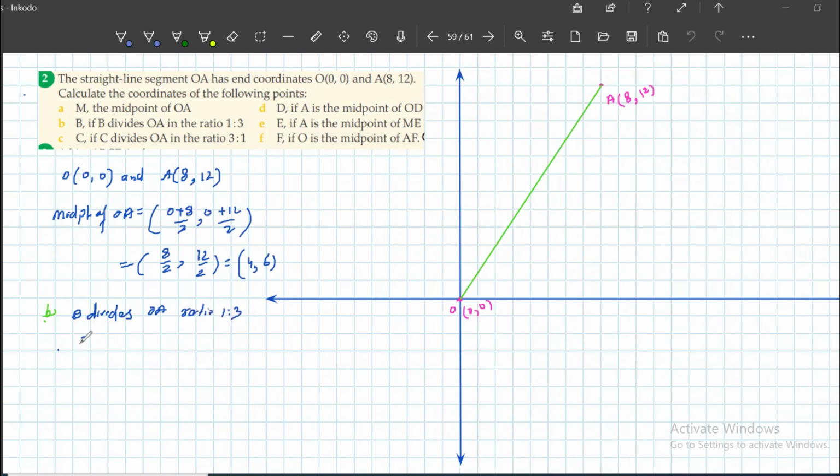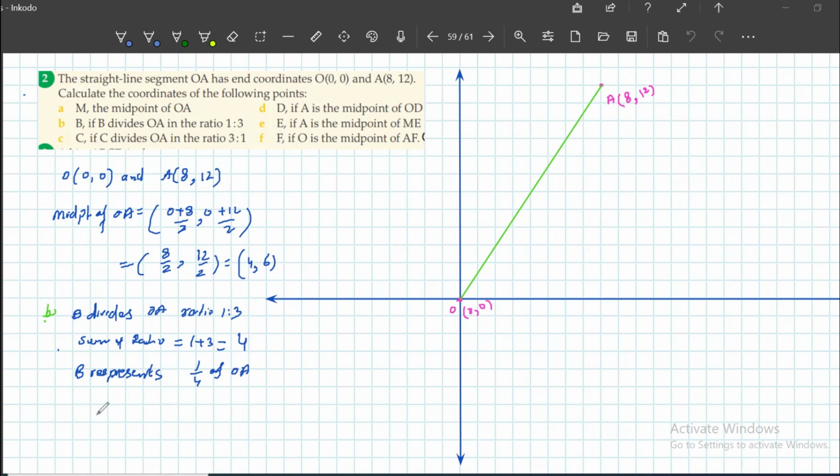And if you check the sum of ratio is equal to 1 plus 3, means there are total 4 parts, and out of 4 parts, 1 over 4th part represents B. Yes, so B represents 1 over 4 part of OA.